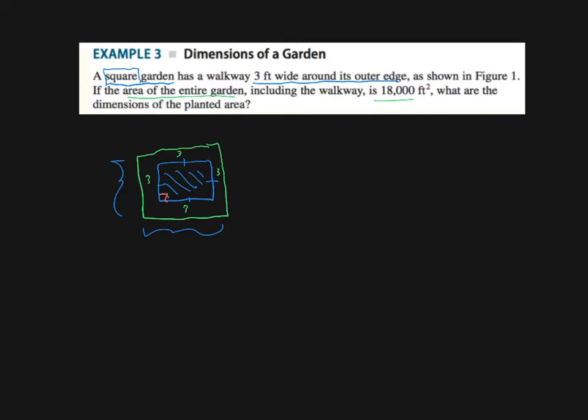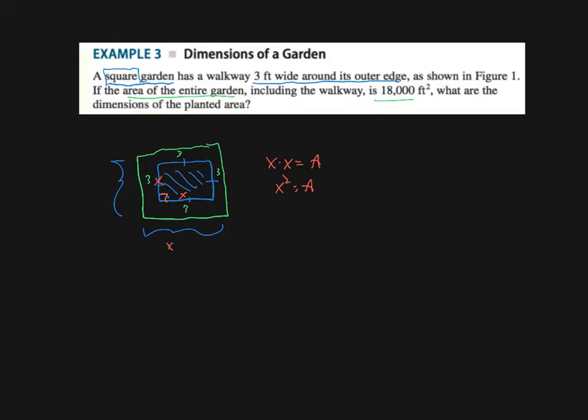So if the original dimensions of the blue piece you don't know, then I guess we're going to call that x. So this will be x. And the height will also be x because it's a square. Now if that were all we were talking about, then we would say that x times x equals the area, or x squared equals the area, because that's the area formula for a square. But that's not the entire area.